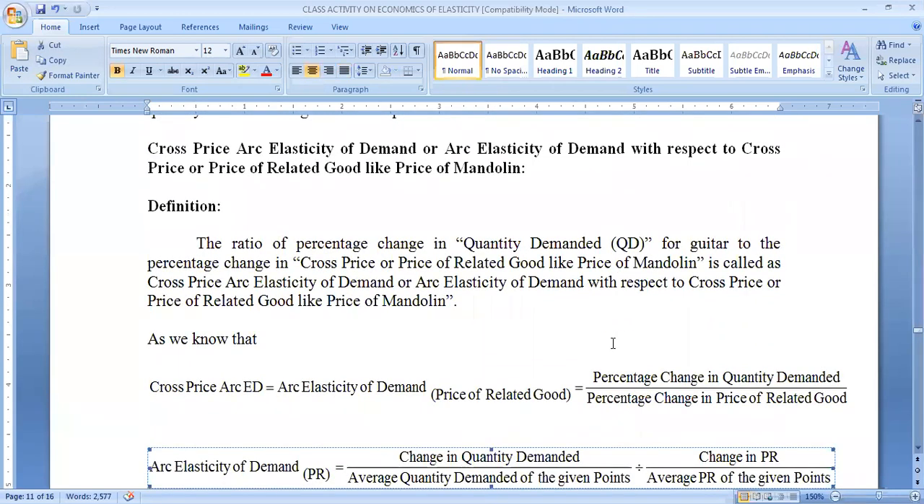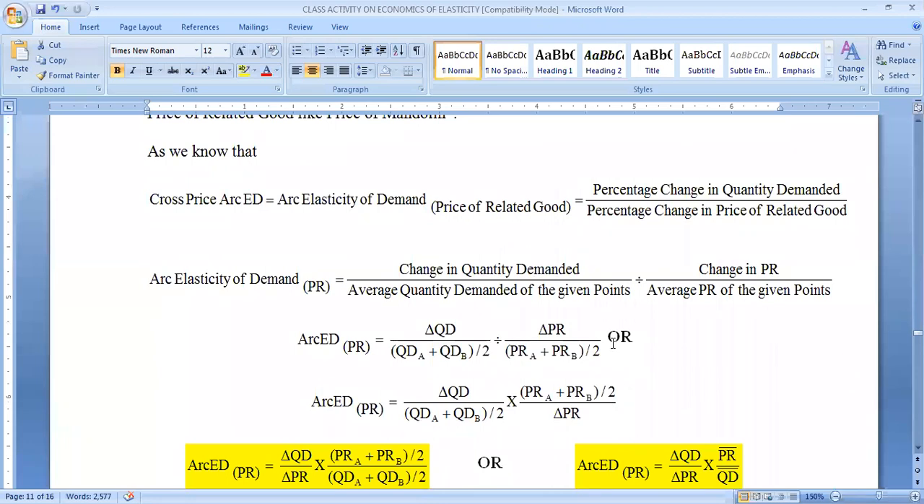As we know, the formula is percentage change in quantity demanded divided by percentage change in price of related good. Now this formula can further be written as arc elasticity of demand with respect to price of related good equals percentage change in quantity demanded, which is change in quantity demanded divided by average quantity demanded of the given points. In place of fraction we write its sign, which is the division sign. Then percentage change in price of related good is written as change in price of related good divided by average price of related good of the given points.